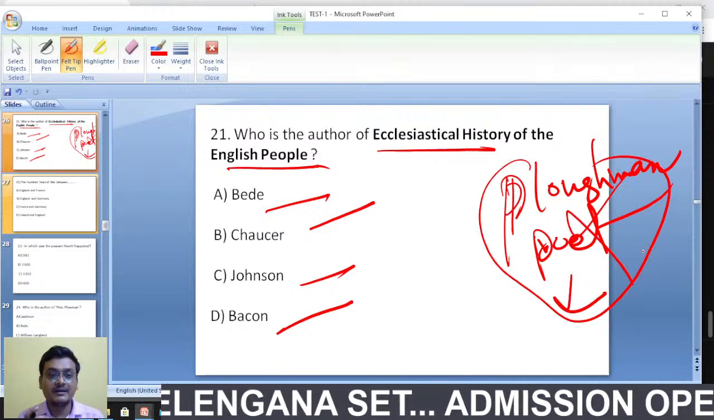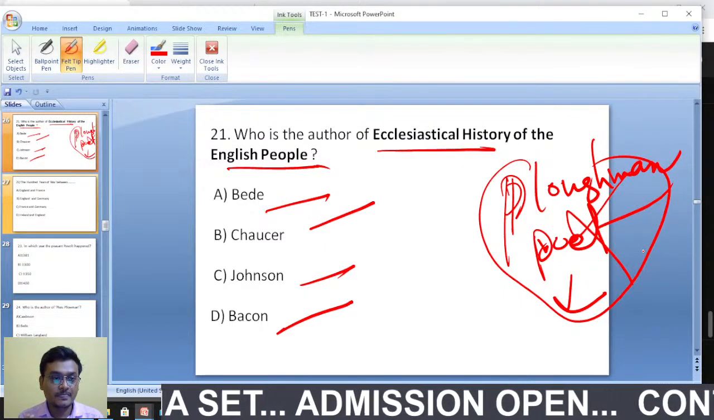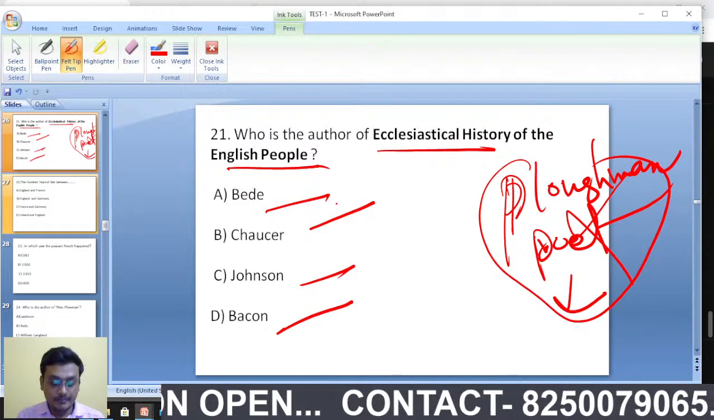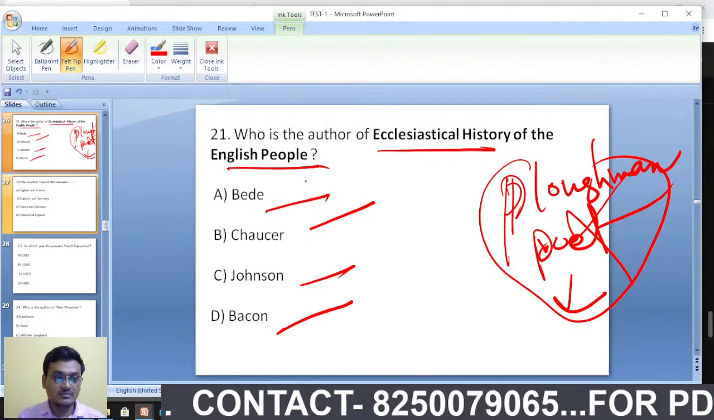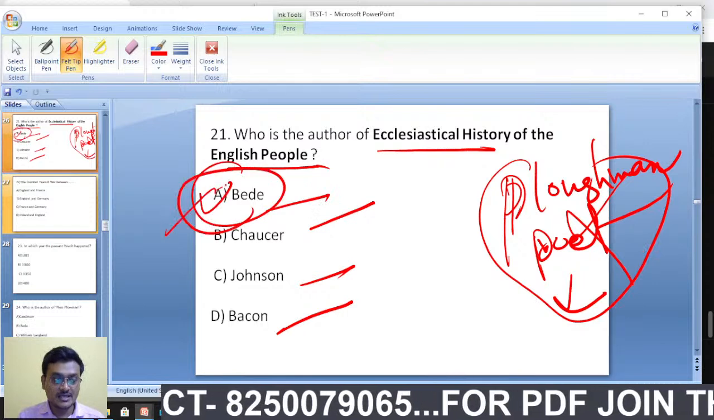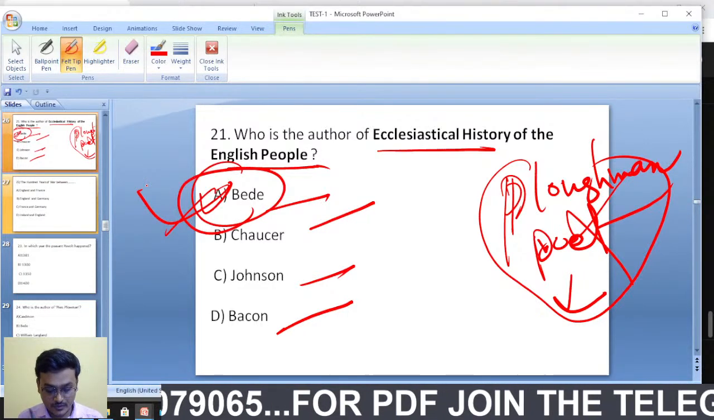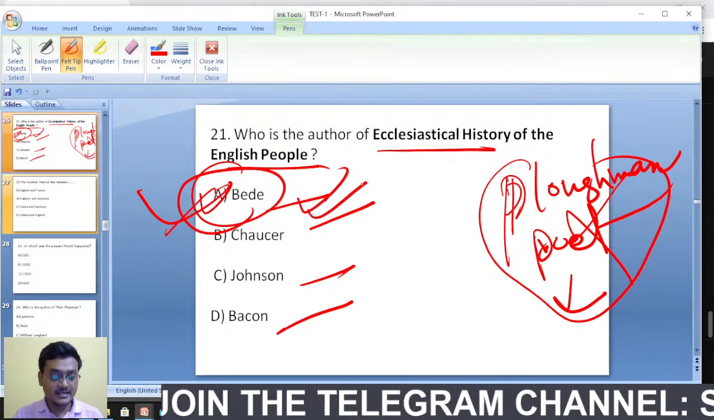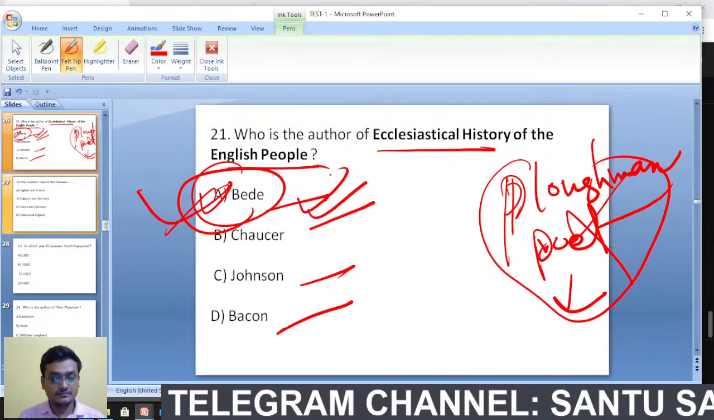Who is the author of Ecclesiastical History of the English People? Chaucer, Johnson, Bacon. It's Bede, the Ecclesiastical History of the English People. So here A is the right answer. Exactly, A is the right answer.